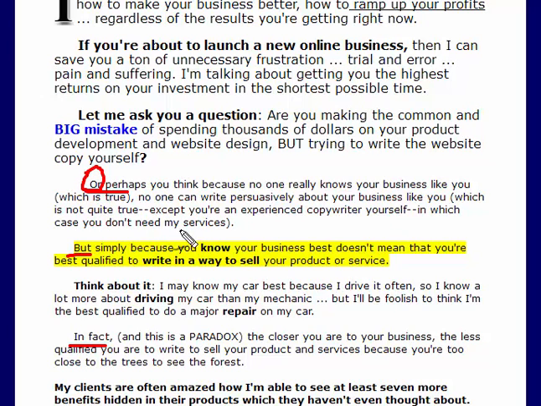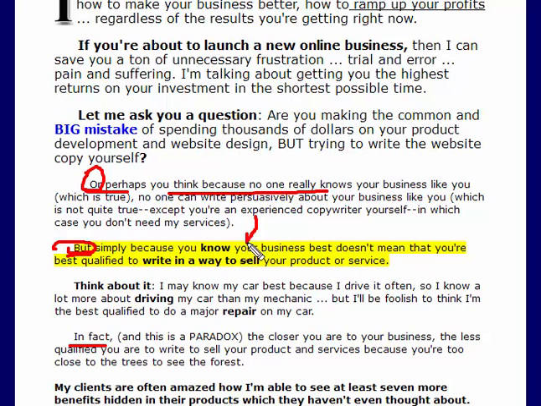Okay, so by trying to write. So let's see. My first transitional word here is "or." "Or" could be a transitional word, and, but, all of these are different transitional words. So it says, "or perhaps you think because no one." So I'm giving you an alternative to what I just said a while ago. "Except, in which case you don't have to name a service. But simply because you know your business best doesn't mean that you are best qualified to write it." So this tells you I'm going to talk about an opposite.